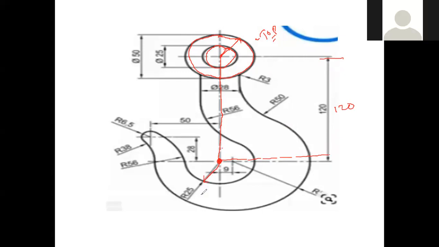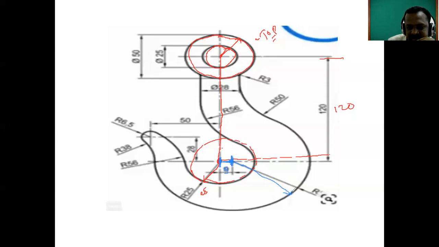Radius 25. What is the radius? It is the 25. This circle we have to draw. Again, one more. From this point to this point, they have given us some distance. What is this distance? Nine. Means we have to draw on a horizontal line and mark this point. And from this point, again, we have to draw this big circle. What is the radius of this circle? If it is not showing, you have to consider it is the 56.